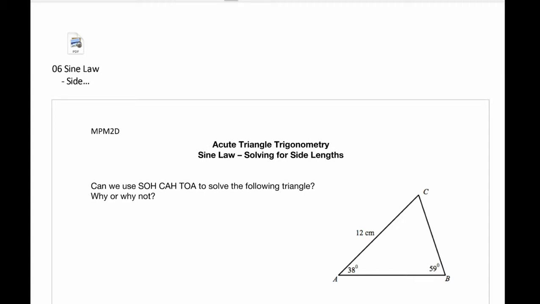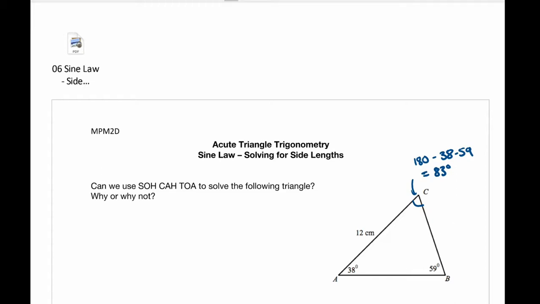Why or why not? So looking at this triangle, I'm given a side, I'm given two angles. And if I want to solve it, I want to find all the other angles and all the other sides. So I can solve for this angle, because all angles in a triangle have to add up to 180 degrees. So 180 minus 38 minus 59 gives me this unknown angle, which is 83 degrees.